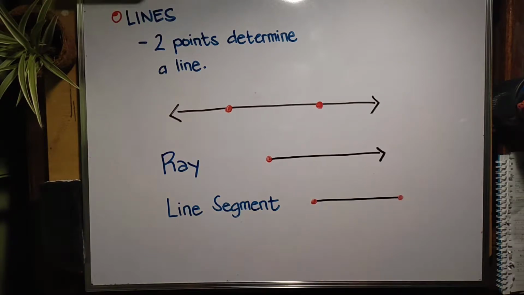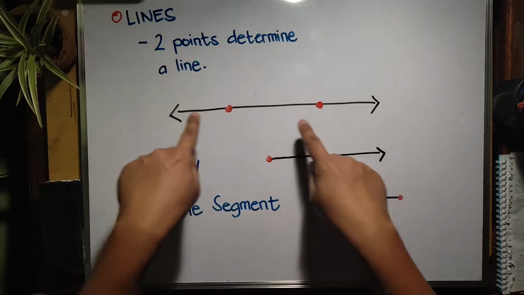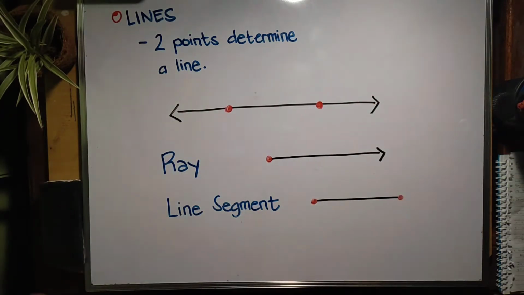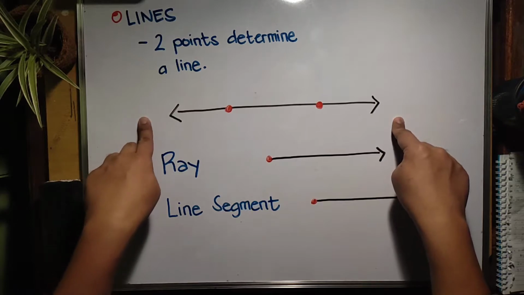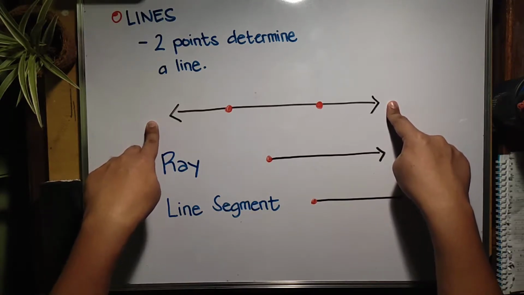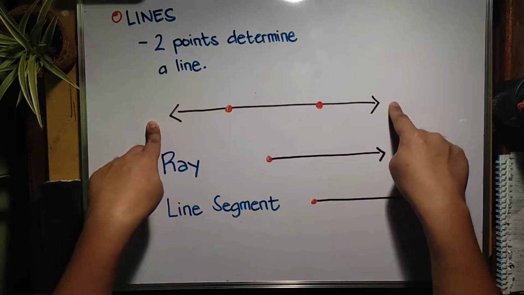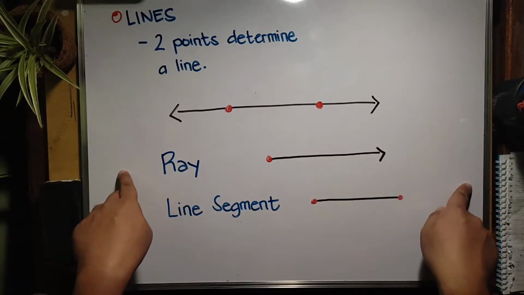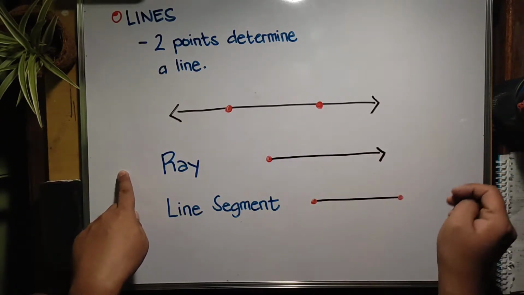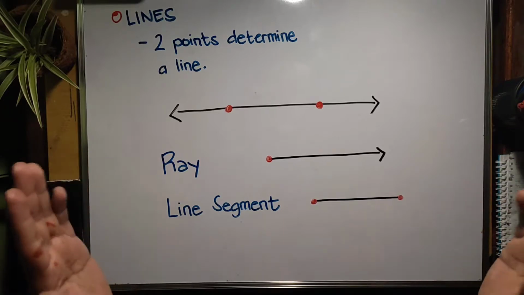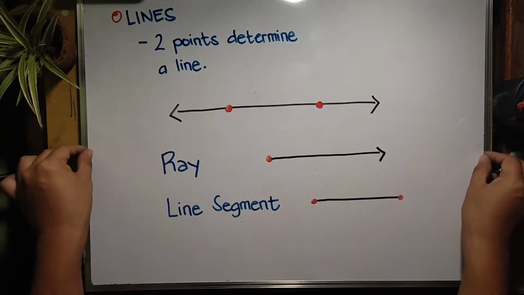Okay, by definition of a line, 2 points will determine a line. So, you have 2 points, you connect them, then you already have a line. Okay, by the way, in a line, there are 2 arrows. 2 arrows will signify that it will extend up to infinity. It will continue this way, it will continue this way. It will not stop. Okay, it will go through our whiteboard.